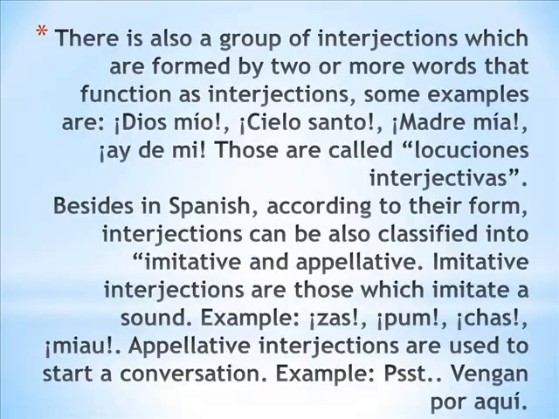Besides, in Spanish, according to their form, interjections can also be classified into imitative and appellative. Imitative interjections are those which imitate a sound. Example: sas, boom, chas, meow. Appellative interjections are used to start a conversation. Example: psst, vengan por aquí.